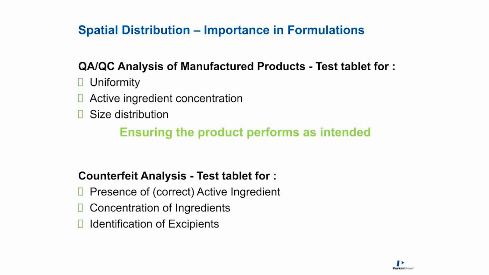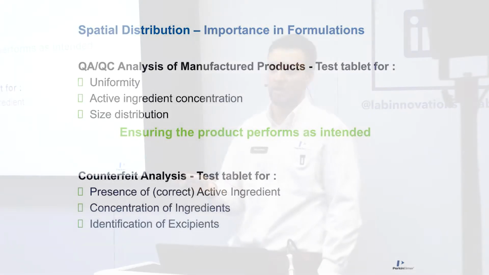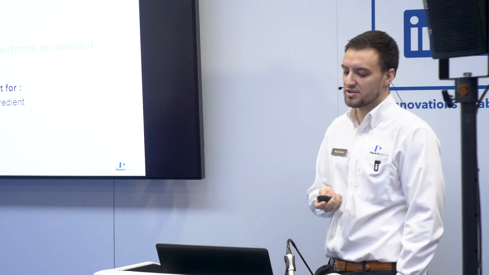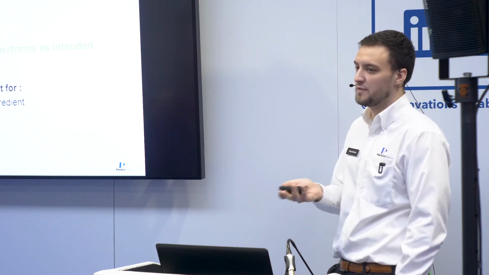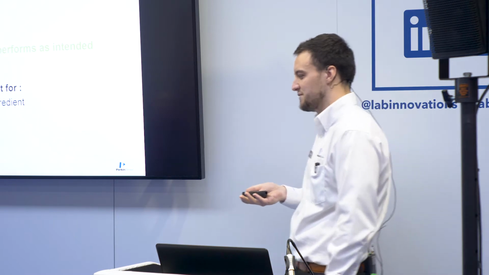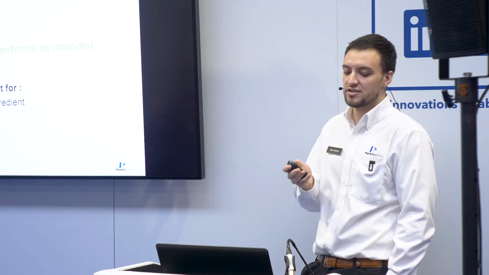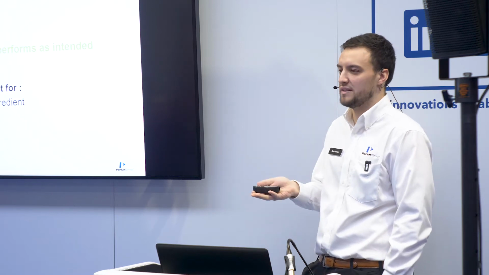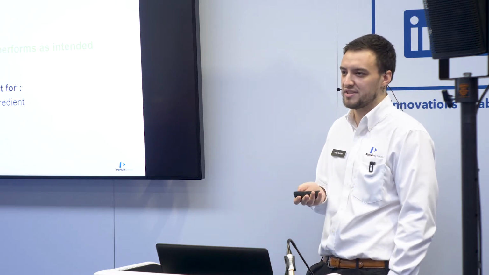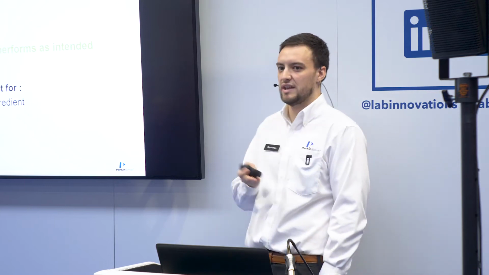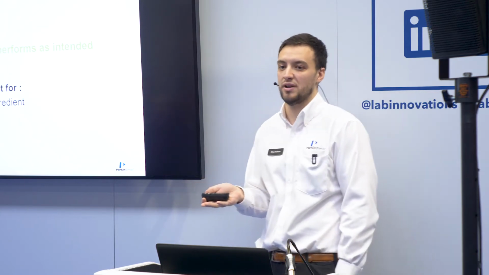So in QA/QC, you want to ensure that the product you're making is performing as it is intended, but also making sure that it is exactly doing the job. So first things first, uniformity. Active pharmaceutical ingredients, API for short, just to keep my time down. APIs will be distributed within the tablet. Now, for a QA/QC environment, you need to ensure that the API is well distributed within the tablet.